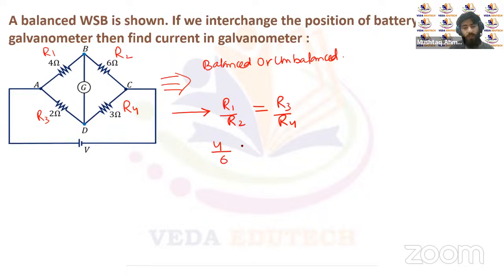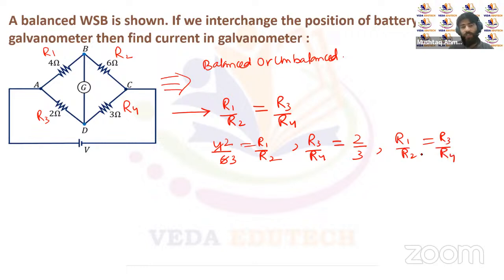R1 over R2 is 6, right? That's our R1, R2. And similarly, R3 over R4 is 2 over 3. So we can see that R1 over R2 is actually equal to R3 over R4. It means that this bridge is actually balanced.